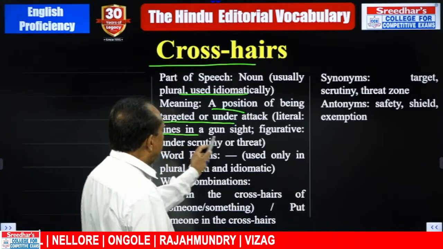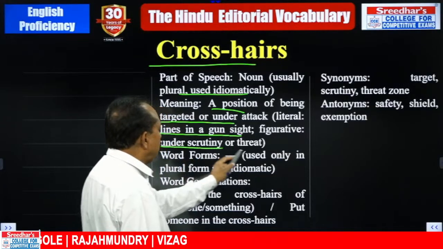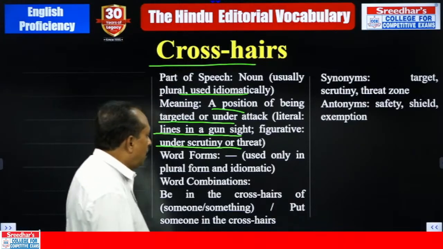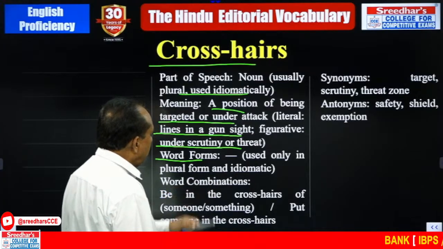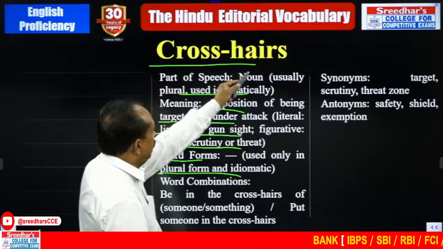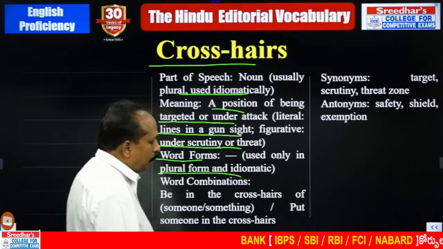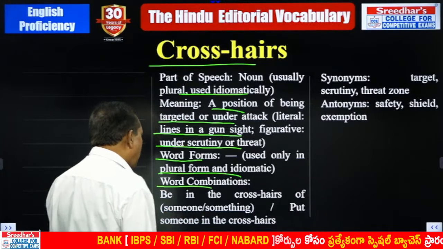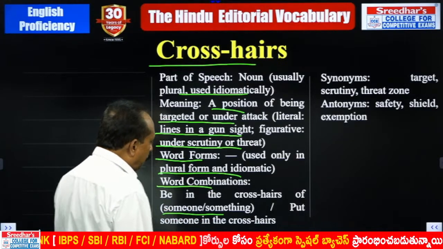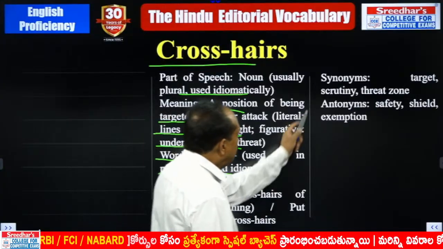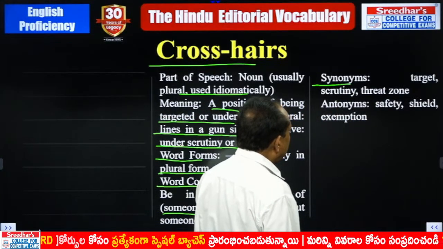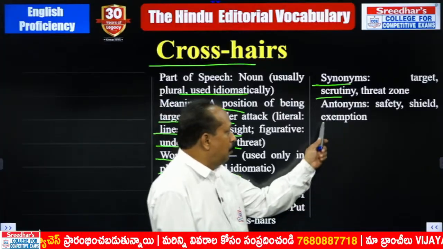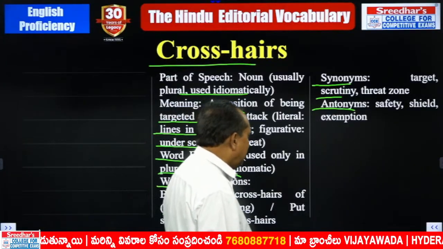Literal meaning lines in a gun sight, figurative under scrutiny or threat. When you read the editorial, you understand based on the context what exactly it means. Word forms used only in plural form and idiomatic. This is very important. Crosshairs. Again, here you have to recollect some important rule. Word combinations be in the crosshairs of someone or something. Be under scrutiny of someone. Put someone in the crosshairs. Synonyms target, scrutiny, threat zone. Scrutinize means what? To study thoroughly, examine thoroughly. Antonyms safety, shield, exemption.